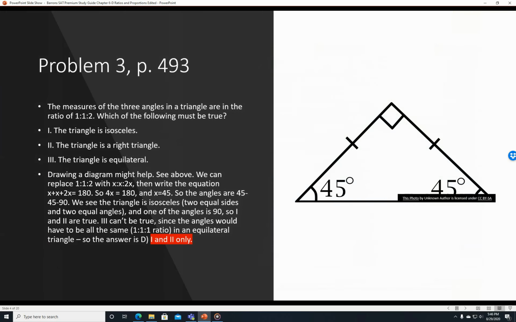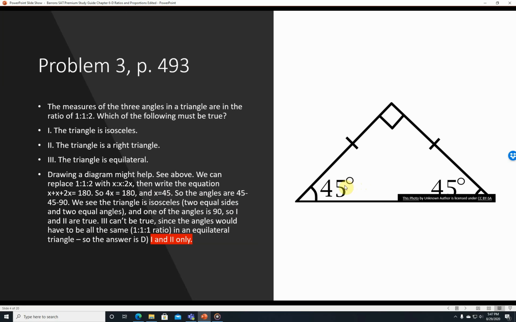Problem 3, page 493. The measures of the 3 angles in a triangle are in the ratio of 1 to 1 to 2. Which of the following must be true? The triangle is isosceles, the triangle is a right triangle, or the triangle is equilateral. It's always a good idea to draw a diagram, and we're going to have to try to draw it proportionally. We can take the 1 to 1 to 2 ratio and write x instead of 1, so we get x, x, 2x. Then write the equation x plus x plus 2x is 180. So 4x equals 180, and x is 45. So the angles are 45, 45, 90.